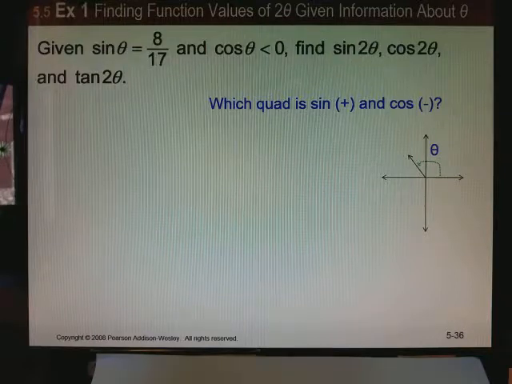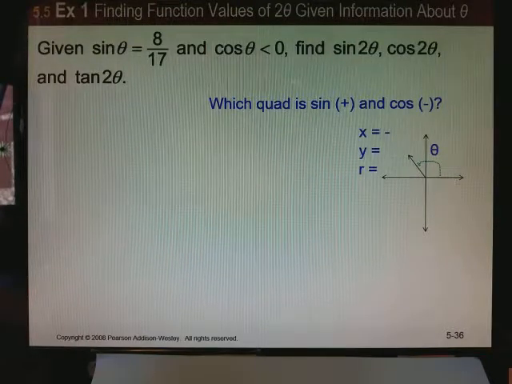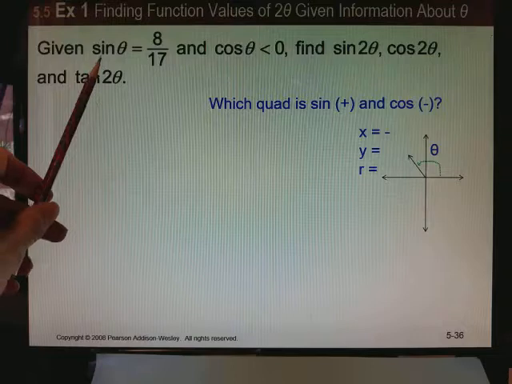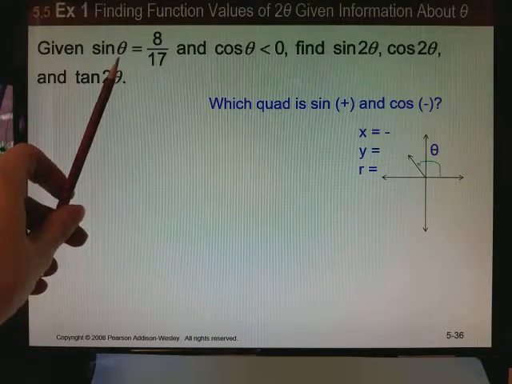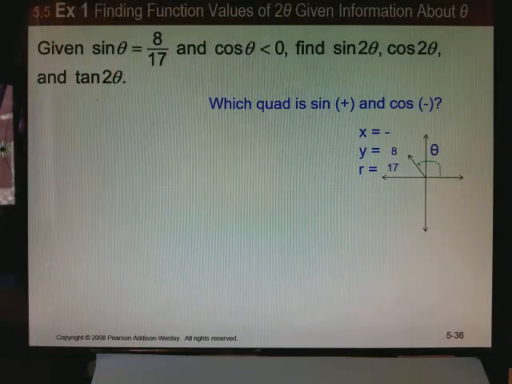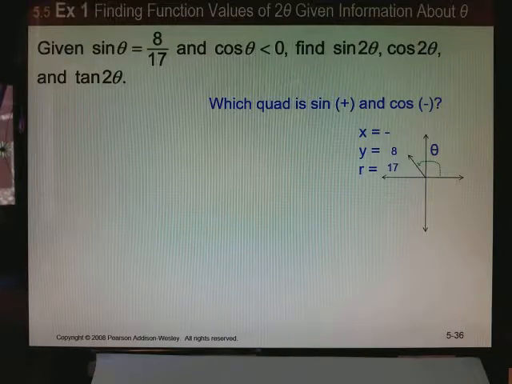Now, in quadrant 2, my x is negative, y is positive, and r is always positive. The sine is y over r. This is a picture for theta. So y over r, 8/17. Pythagorean theorem, 17 squared, take away the 8 squared. The square root of that is going to give me 15.